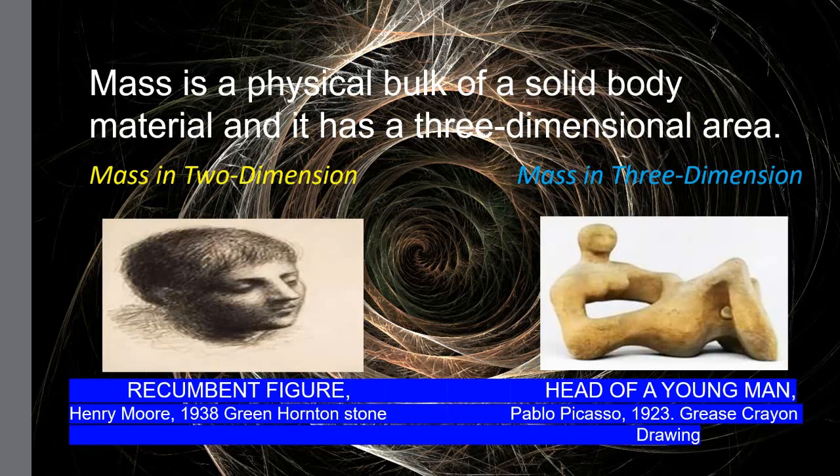Mass is the physical bulk of a solid body of material and has a three-dimensional area. So we have here two examples of mass. First one is mass in two dimensions by Henry Moore, 1938, Green Horton Stone, titled Recumbent Figure. And the second one is mass in three dimensions by Pablo Picasso, 1923, Grease Crayon Drawing, titled Head of a Young Man.